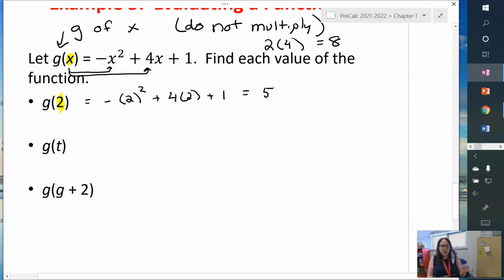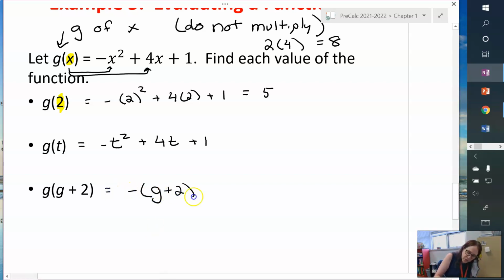Now we're going to do g of t. So basically we're going to change our variable. Anywhere there's an x, I put in t. So I get negative t squared plus 4t plus 1. Last one is g of g plus 2. So now wherever there was an x, I put in g plus 2. So negative g plus 2 squared plus 4 times g plus 2 plus 1. Now this one, I can simplify a bit more.